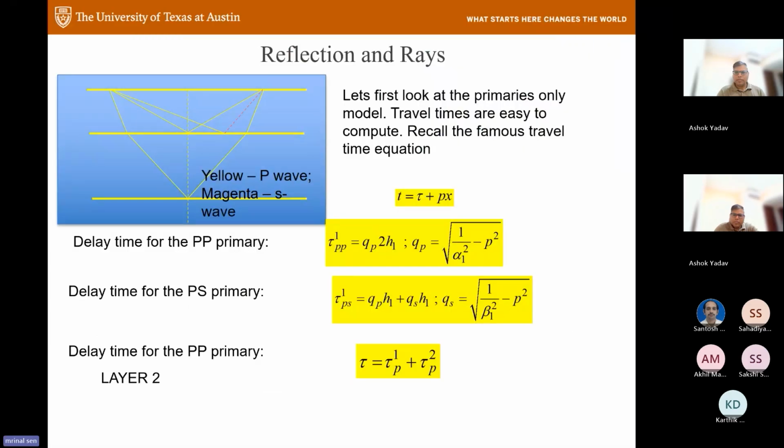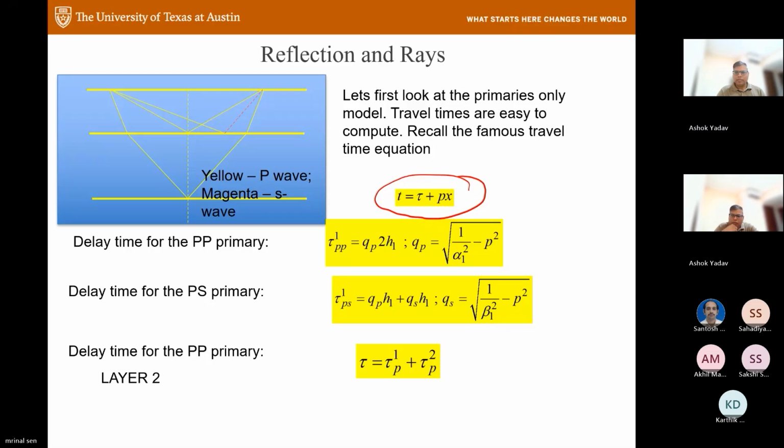Okay, now I'm going to get into some nitty-gritty details of layered media calculation. So let's look at the primaries only model, okay? Now remember this equation, T equals tau plus Px. So what is tau? Tau is the intercept time, the vertical delay time. Intercept time is basically simply two-way time, right? Which is a function of vertical slowness, right?